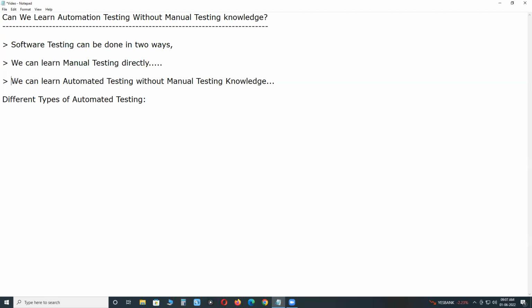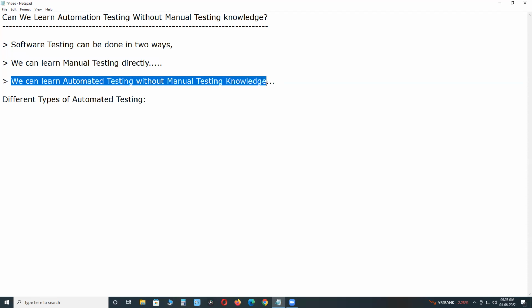We can learn automated testing without manual testing knowledge. Yes, we can learn, but not efficiently. Why? Because functional knowledge is required for any type of job. Functional knowledge means job function. Suppose mechanical engineer, the job function is mechanical. Automobile engineer, chemical engineer, civil engineer, each has a job function. Functional knowledge is required for any type of job.